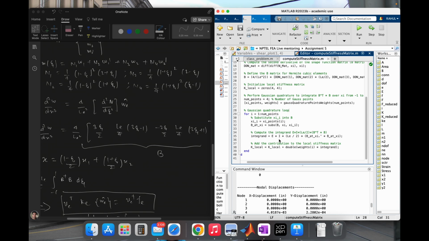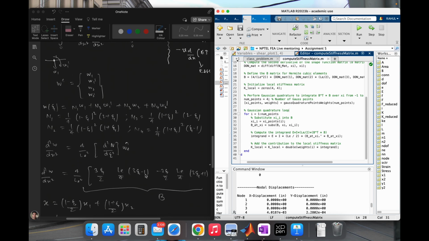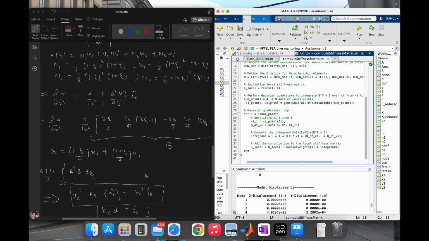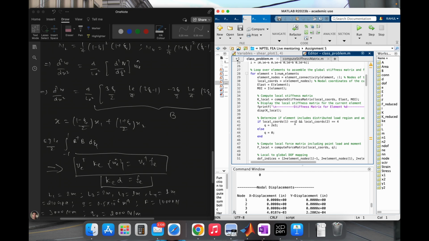Then here you can see that it is nothing but EI LE by 2 and B transpose B. We already saw this, it is EI LE by 2 B transpose B. And this will be added up according to the number of points which we are considering for the Gauss integration. So this was all about the stiffness matrix.